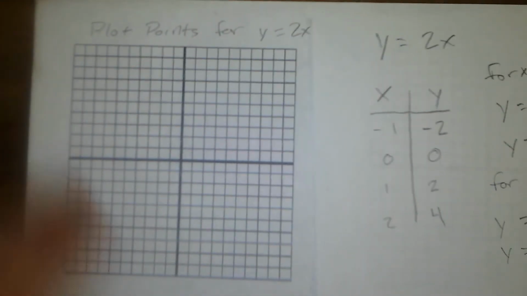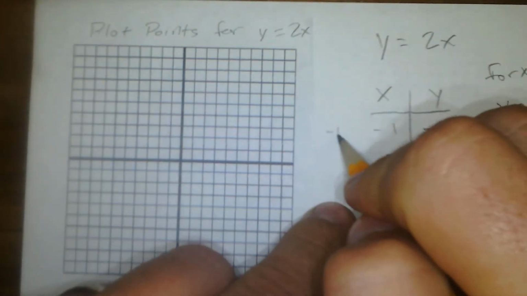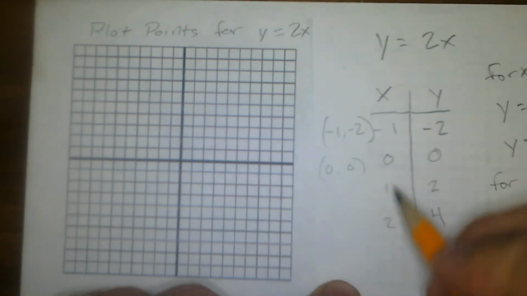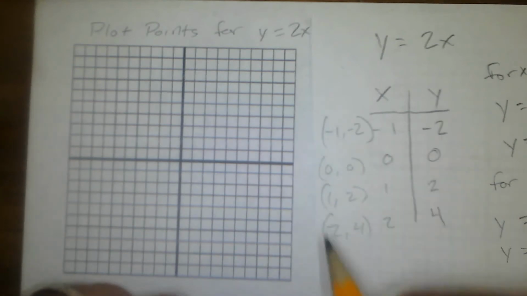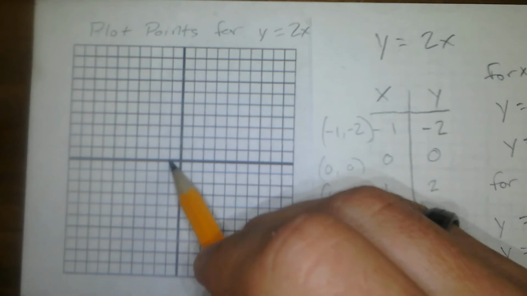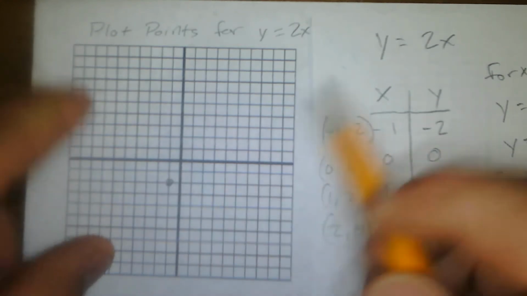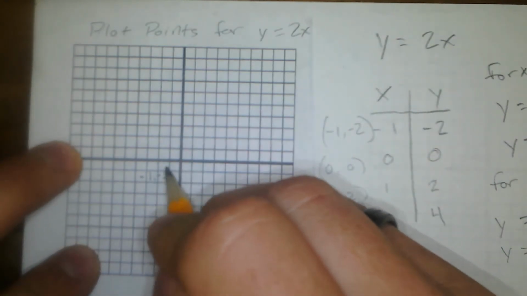After we have our table, we're now going to plot our points. -1, -2 is a point. 0, 0 is a point. 1, 2 is a point. And 2, 4 is a point. For -1, -2, I'll go left for the x value, and then down -2 for the y value. And again, this is -1, -2.